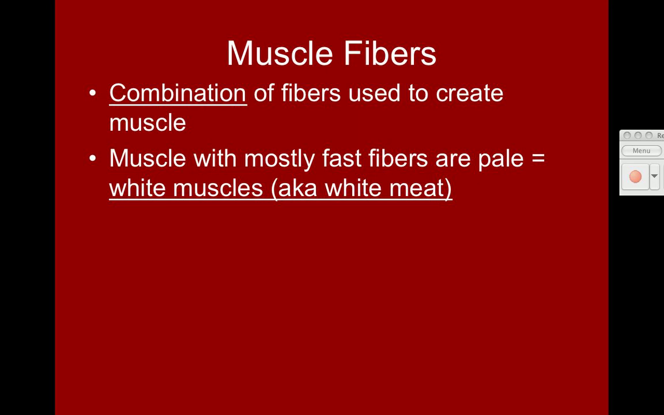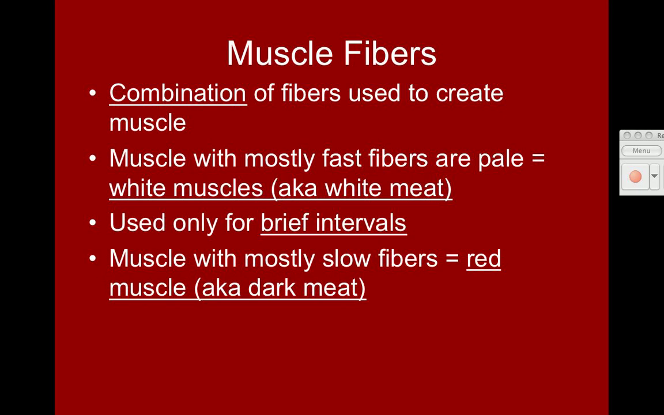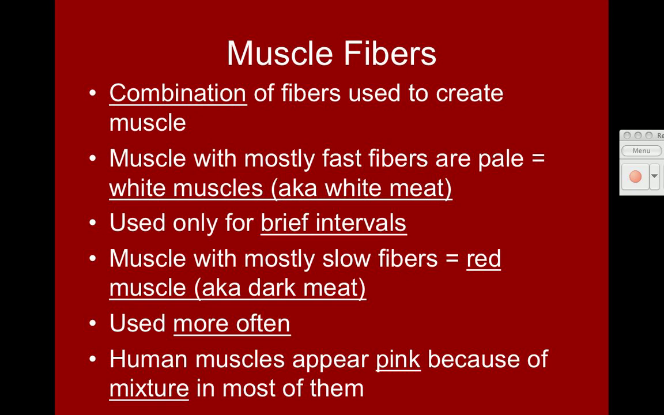But if you look at another bird, like a duck, their breast is actually very red. It's dark meat, so to speak. That's because their muscle fibers are mostly slow fibers, and that's what we call red muscle or dark meat. Because they are able to use them for longer periods of time, those are mostly made up of the slow fibers. Okay, so those are used more often, and so in a turkey or a chicken, we should find the dark meat in the legs because they're walking everywhere. Now, human muscles are often pink because our muscles are mostly a mixture of the two, but I thought I'd explain your Thanksgiving turkey to you for a little bit here.